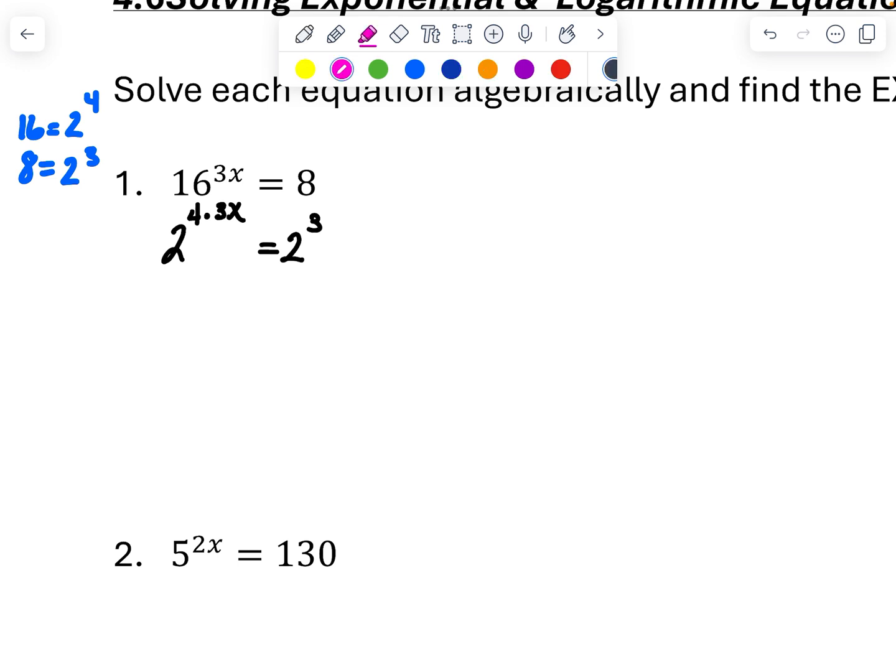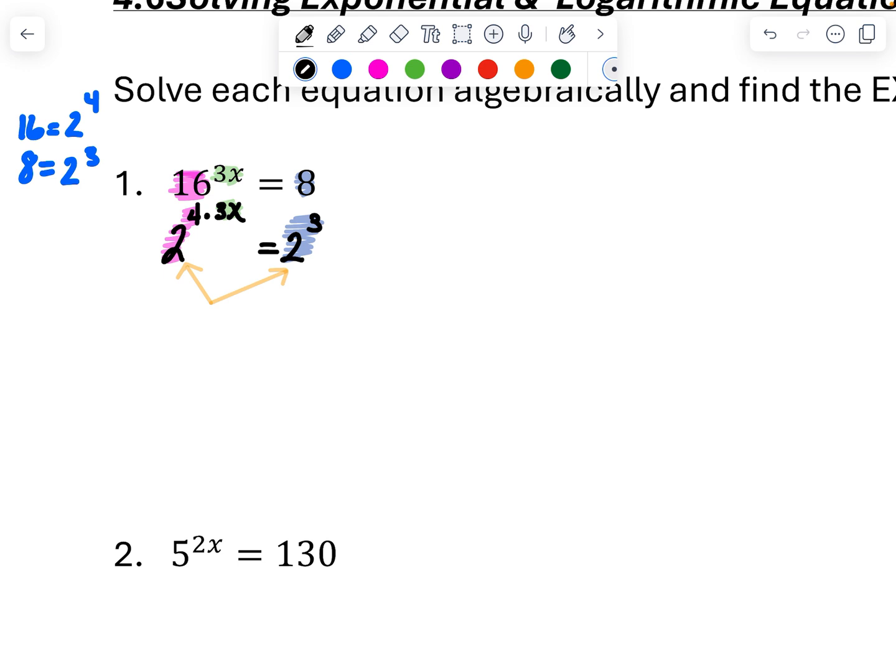So if you lost track of what I did, I took this 16 right here and rewrote it as 2 to the 4th power. I leave the 3x right where it was. And I took the 8 and turned it into 2 to the 3rd power. And I did that so that I would have the exact same bases, so that this number right here and this number right here are the same number. If those two numbers are the same number, then they will undo each other.